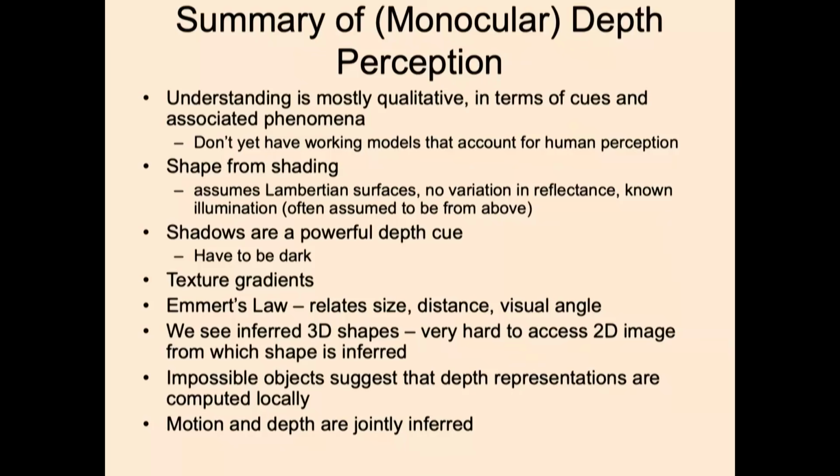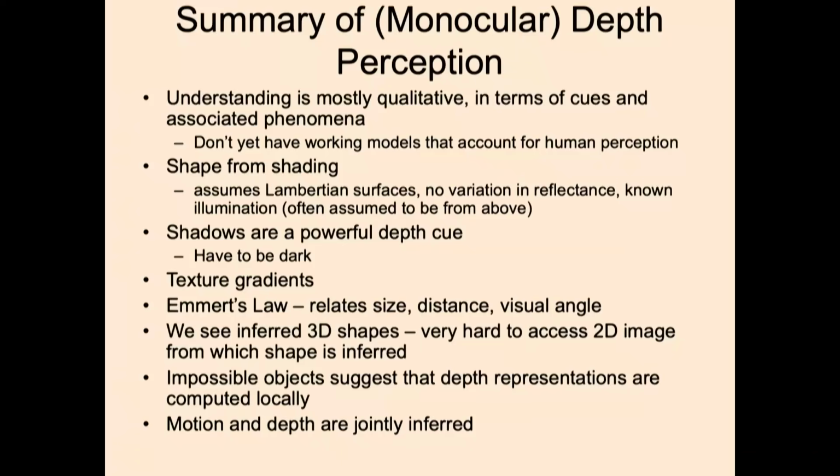So we talked about shape from shading. Key ideas there are that shape from shading typically assumes Lambertian surfaces, no variation in reflectance, and known illumination. We often assume that the illumination is coming from above. Shadows are a powerful depth cue. They have to be dark, and it can help for them to be blurry. We talked about texture gradients. We talked about Emmert's law that relates size, distance, and visual angle, and different ways in which that can explain illusions related to depth perception.